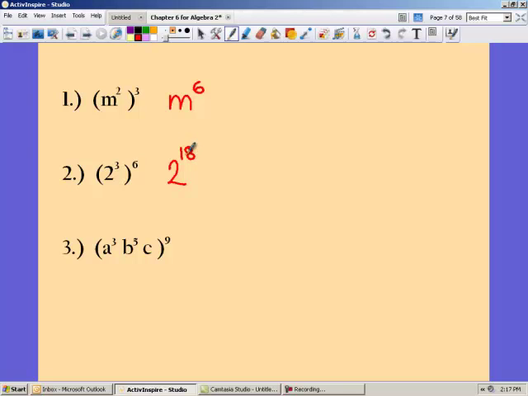In number 3, we have 3 different things in the parentheses, so that means the 9 needs to go on every single one of them. So we have a, we have 3 times 9, which is 27. Then we have b, 5 times 9, which is 45. And we have c, remember if there's no exponent, it is a 1. And 1 times 9 is 9.